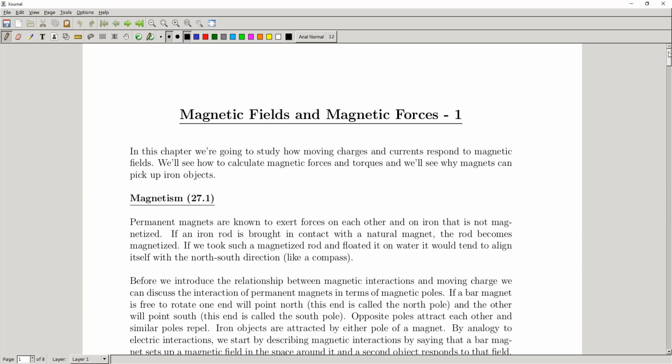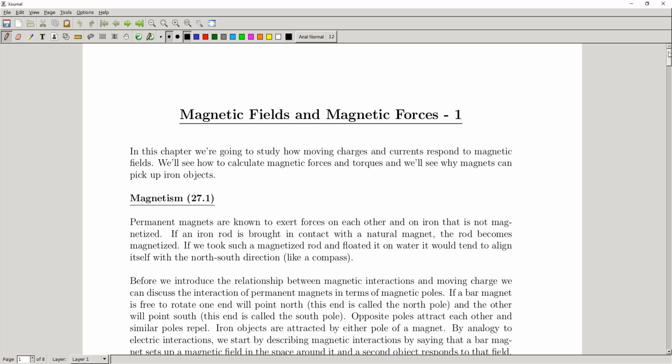So we're going to start off thinking about permanent magnets, okay? We know that permanent magnets are going to exert forces on each other, right? If we bring two permanent magnets together, either they're going to repel or they're going to attract each other. They're also going to exert forces on iron that's not magnetized.